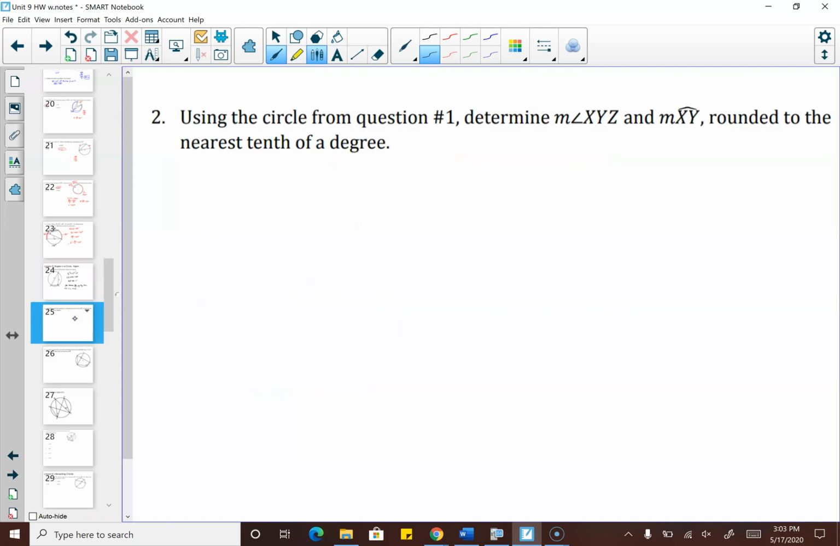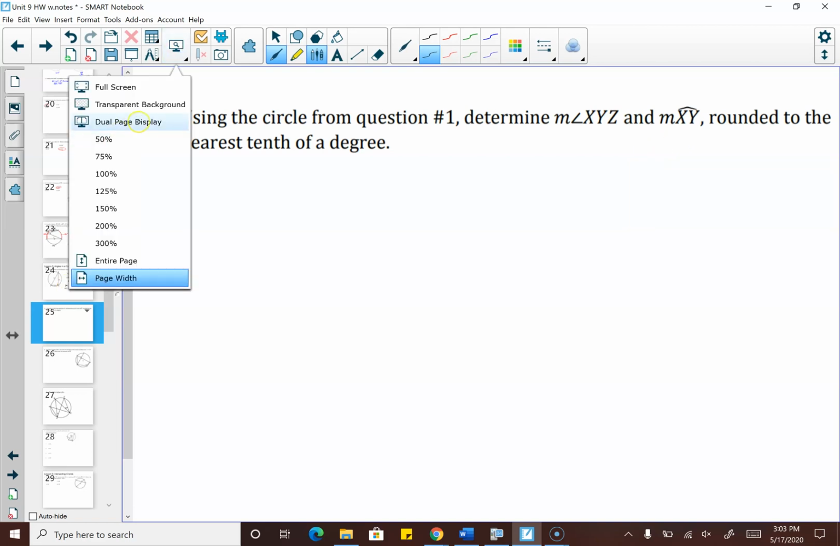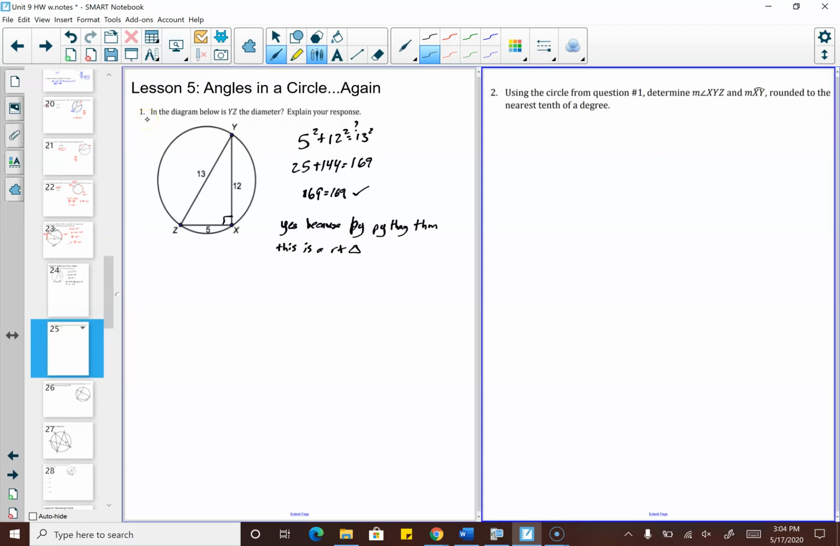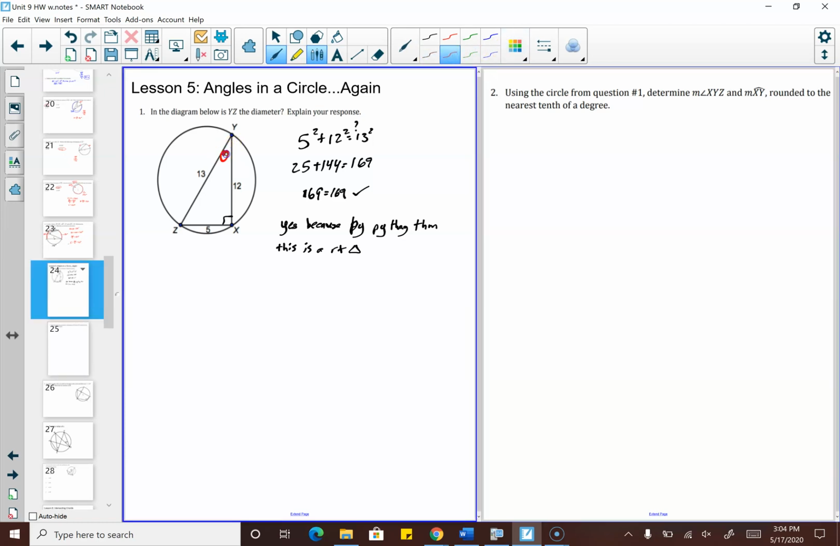And number 2, using the circle from question 1, determine the measure of angle XYZ and the measure of arc XY, and round to the nearest tenth of a degree. So I'm going to bring up my dual display here so we can see it again. If we want to find the measure of angle XYZ, we want to find this angle there, we'll call it theta. From there we have our opposite, our adjacent, and our hypotenuse, just like a trig problem.